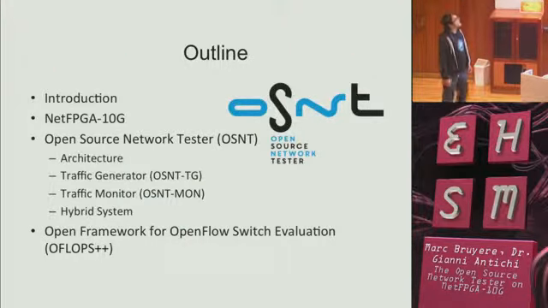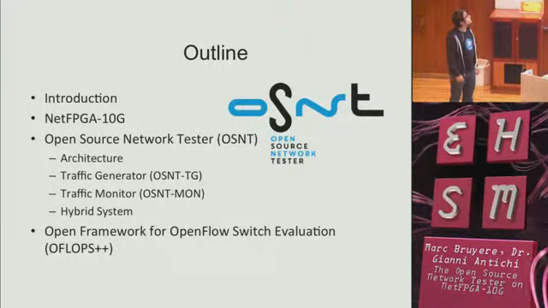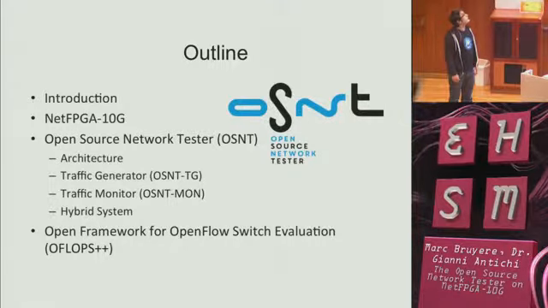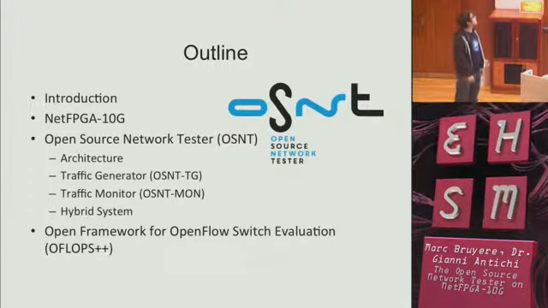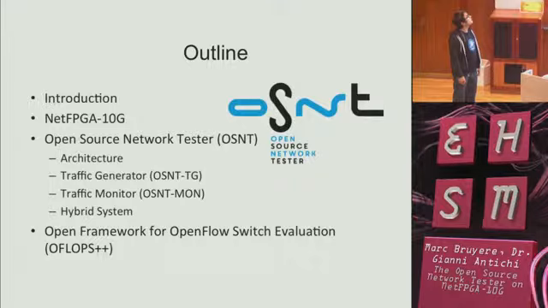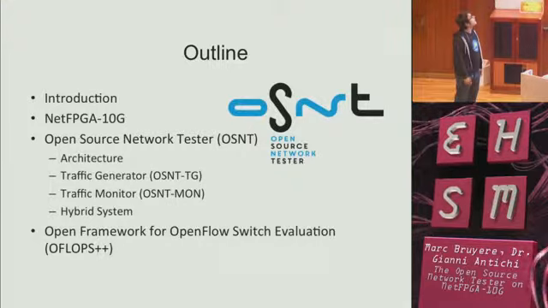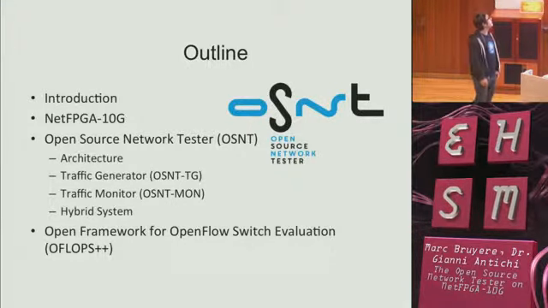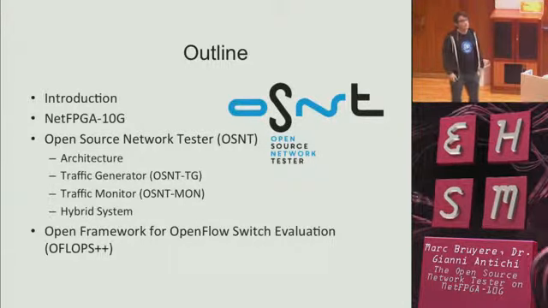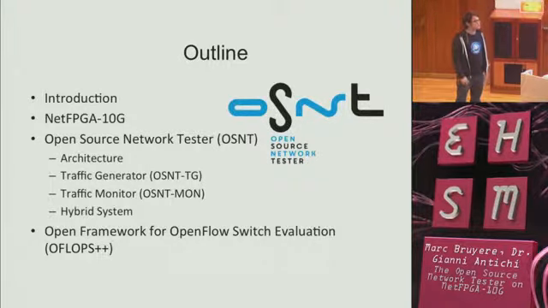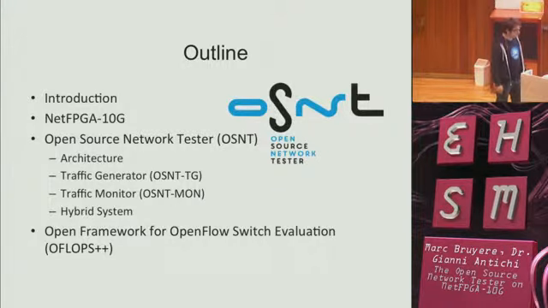I'm going to talk about the NetFPGA 10 gig, what it is, and the different versions of this board we've been using for that project. We're going to go through the architecture and different parts of the OSNT, open source network tester: the generation part, the monitoring part, and the hybrid part. We joined the two different projects in one bit file for the FPGA. And a framework we've been using for research, and one other use case I'm going to show that we've been using for testing FNS switches.